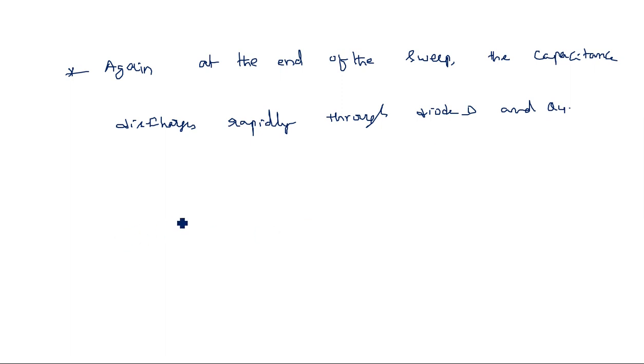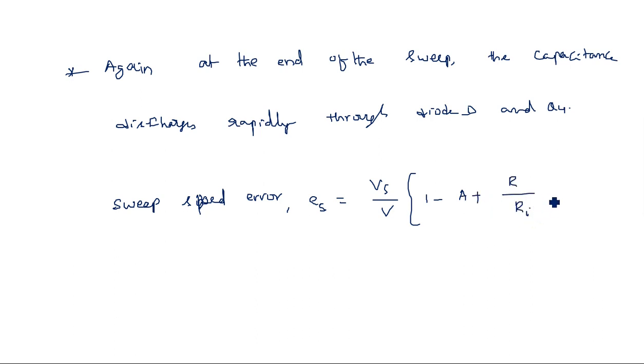Now, considering the effect of capacitance, the sweep speed error is given by ES equal to VS by V, which we know already from the standard formula, multiplied by the factor 1 minus A plus R by RI plus C by C1. This is a factor which is not there in the original definition, but it is now going to be multiplied with the original value VS by V.